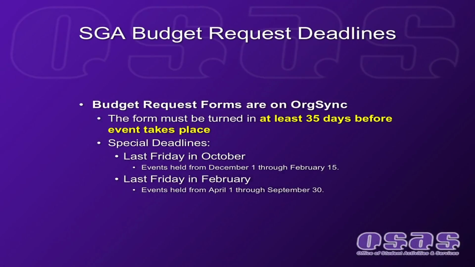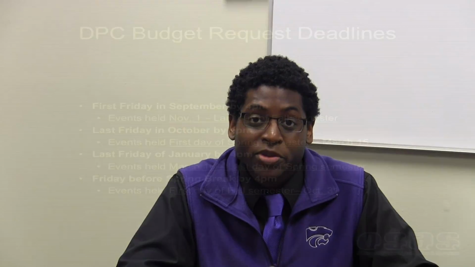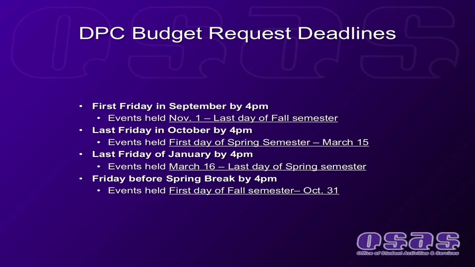When filling out a budget request form, keep in mind that there are some deadlines that need to be met. There are 2 special deadlines, and that's for any event that's held between December 1 and February 15. The second special deadline is for any event that's from April 1 through September 30th. For the Diversity Programming Committee, you can see here that there are a lot of different deadlines that need to be met.